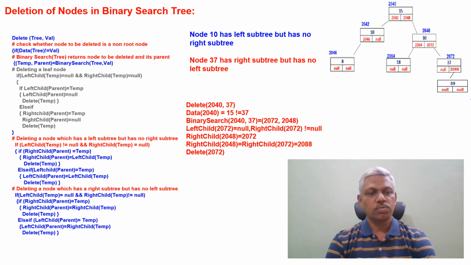In that case, what do we do? Right child of 2048 shall be linked to the right child of temp, so right child of 2072. That is 2088. So 2088 is placed as the right child of 2048. Now 2072 can be deleted. So delete 2072. That means the value 37 can be deleted from the node, and whatever be the right child of that is linked as the right child of the parent.